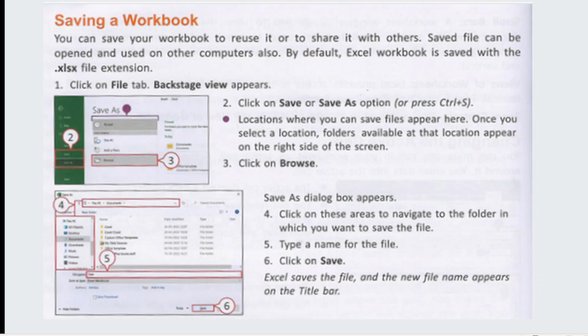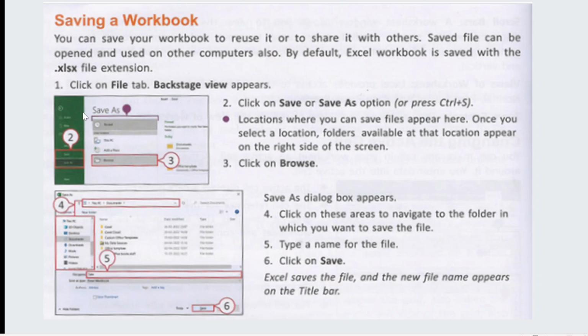Saving a workbook. It's just like any normal work. You can save your workbook to reuse it or to share it with others. A saved file can be opened and used on other computers also. By default, an Excel workbook is saved with the .xlsx file extension. Click on the File tab.